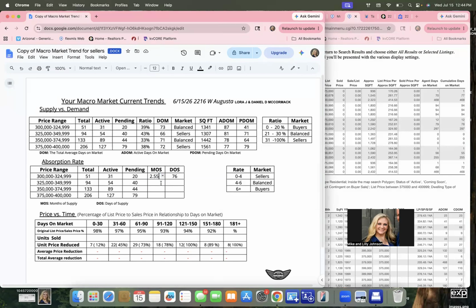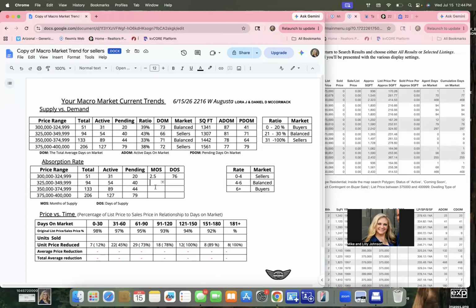I'm just going to do one, because look right here. This is the rate. So these are different. This is why this is important: price range, market, balance, sellers, right? But now we're going to do absorption rate. Absorption rate is how long, if nothing new entered the market, it would take for everything to go off, based on what we're looking at. So this is a 2.5 month supply in this price range, and that says it's a seller's market. Anything between 0 and 4 says sellers for the absorption rate. And then so forth, the balanced, buyers. It just gives us the numbers.